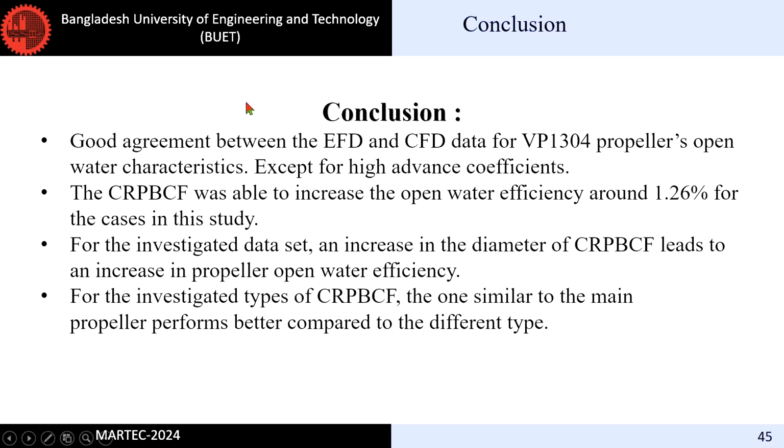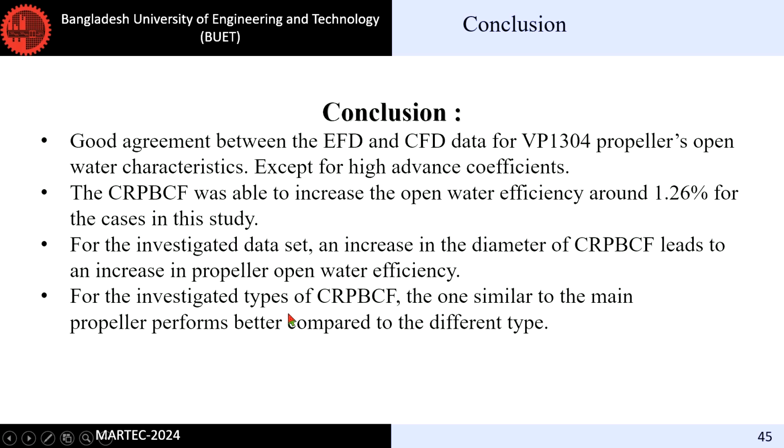And these are the conclusions that can be drawn from the results. Good agreement between EFD and CFD data for VP1304 propeller open water characteristics, except for high advance coefficients. The contrarotating propeller boss cap fin was able to increase the open water efficiency around 1.26% for the cases in this study. For the investigated dataset, an increase in the diameter of the contrarotating propeller boss cap fin leads to an increase in propeller open water efficiency.